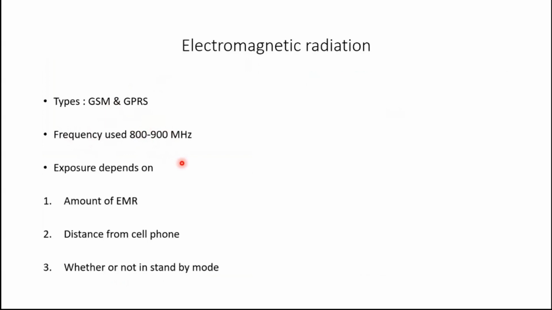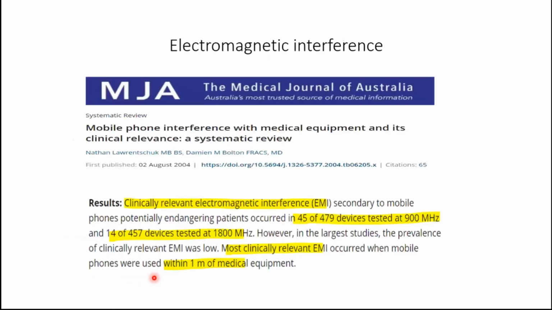And basically the amount of electromagnetic irradiation or exposure depends on three things. What is the amount of electromagnetic radiation being irradiated from a smartphone? Then what is the distance from the cell phone? And whether or not the cell phone is in standby mode. So this was a systematic review published in the Medical Journal of Australia way back in 2004. In this study, they compared different devices like ventilators, infusion pumps, and monitors for electromagnetic interference.